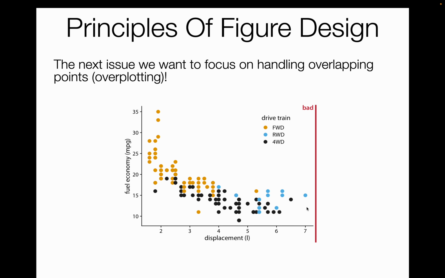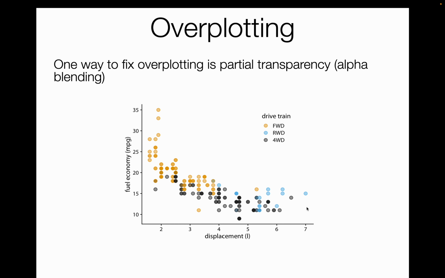Is it four-wheel drive? Is it front wheel or rear wheel drive? This plot may not seem so bad, but it is bad because under some of these points are a lot of points. One point may represent only one car, but other points may be one point on top of many of them and represent, say, 20 cars.